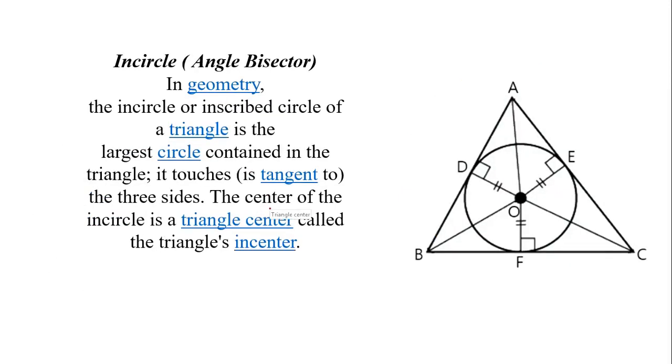Now let's see the definition of incircle. Incircle will be obtained by the angle bisectors, and incircle will always be inside any geometrical shape like a triangle or rectangle, and the radius will be called inradius, and the center of that circle will be called incenter.